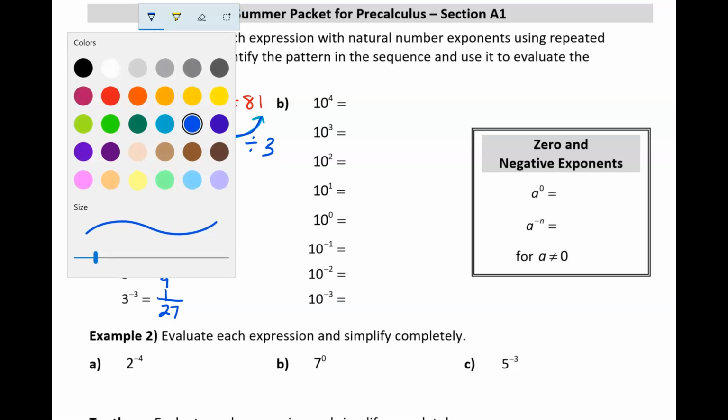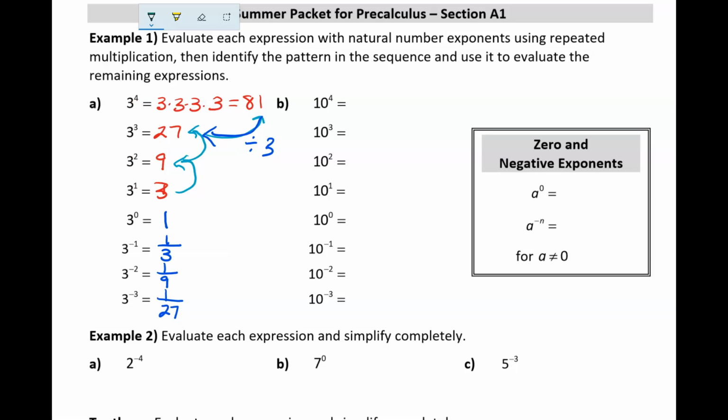What I want you to notice is that, for instance, 3 raised to the positive 3 and 3 raised to the negative 3 are reciprocals of one another. Let's see if the same thing holds true for powers of 10. For powers of 10, 10 to the fourth is 10 times 10 times 10 times 10, which is 10,000. 10 to the third is 10 times 10 times 10, which is 1,000. Squared is 100. 10 to the 1 is 10.